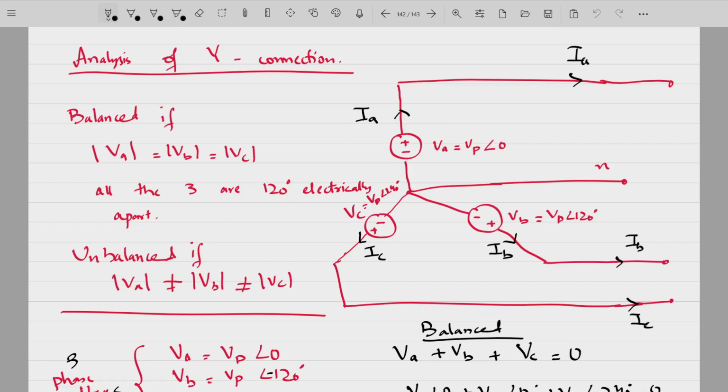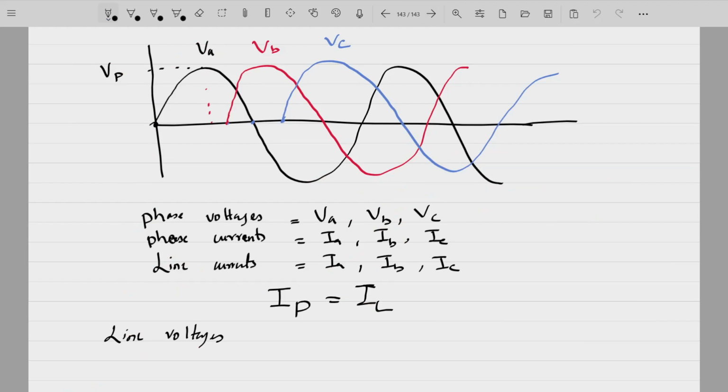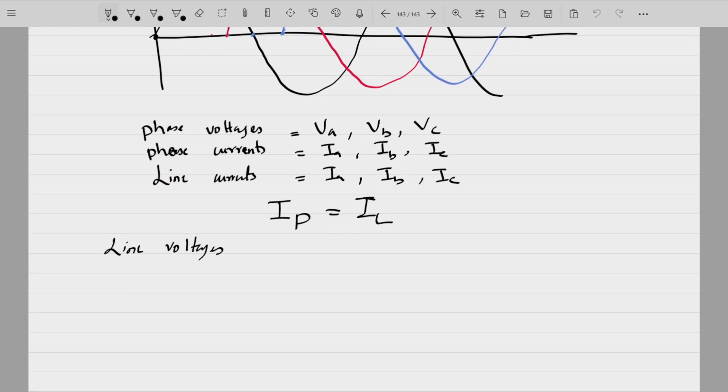Line voltage, जैसे मैंने बताया, it is the difference between two phases. So there are three phase voltages, but there are six line voltages, that's VAB, VBC, VCA, VBA, VCB and VAC. Now what is VAB? VAB is VA minus VB.